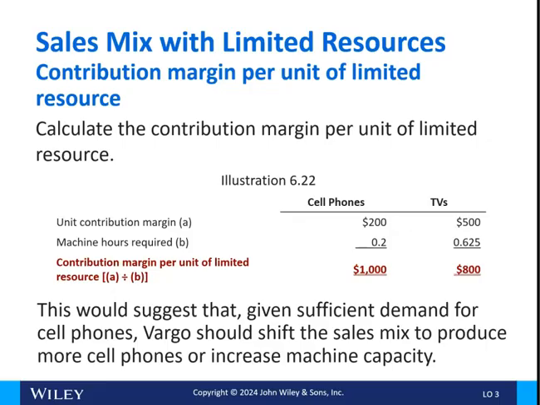But if we now introduce our limited resource of machine hours and how much each takes per machine hour that we have, which is our limited resource, we should be making more cell phones because that has a higher contribution margin per unit of limited resource. So you need to really take in different data and different constraints, in this case our machine hours, in order to make the correct decision.